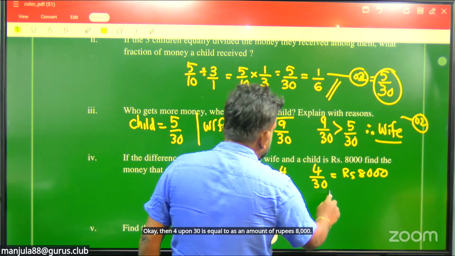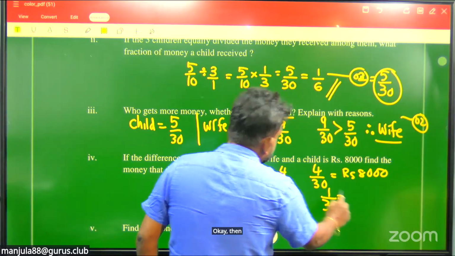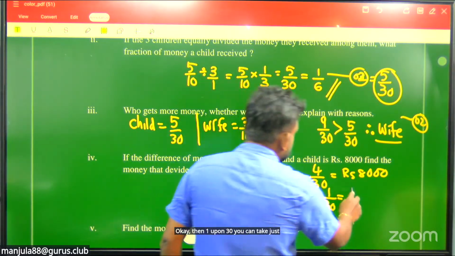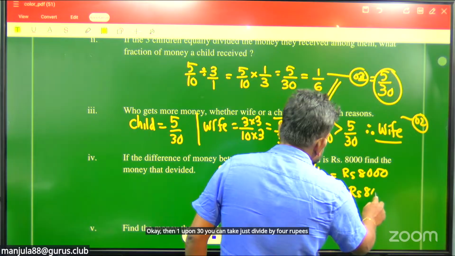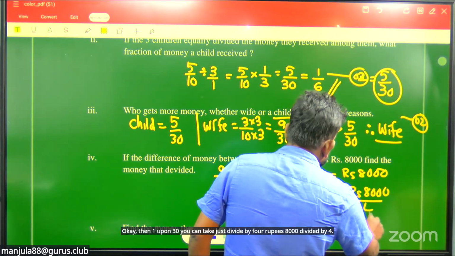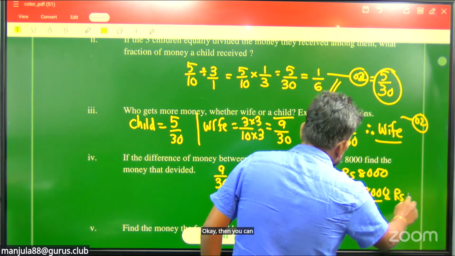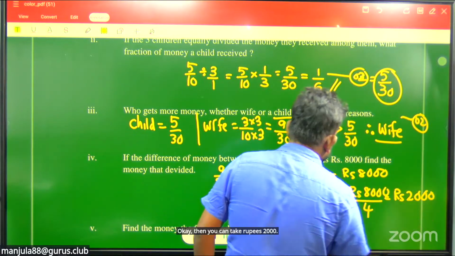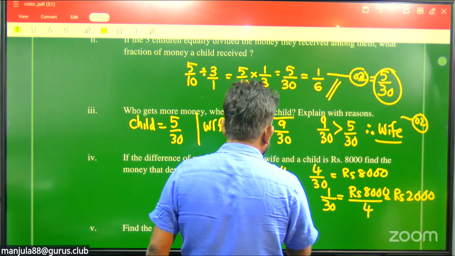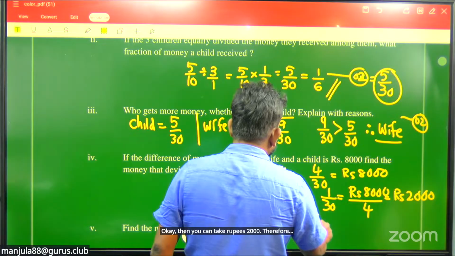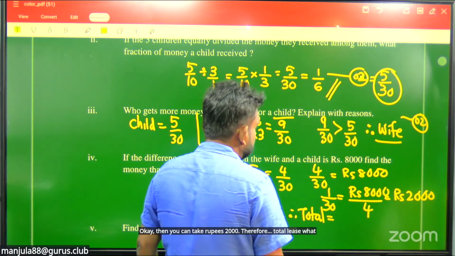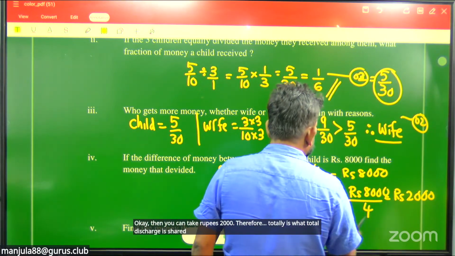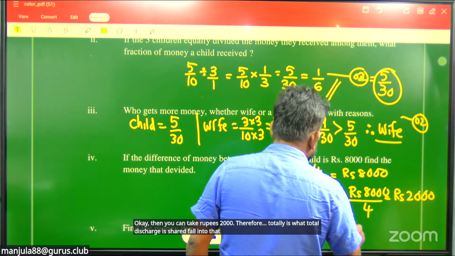Then 1 upon 30 you can take, just divide by 4. Rupees 8,000 divided by 4. Then you can take rupees 2,000. Therefore, total shared is 4 into 2,000, 1/30th part.